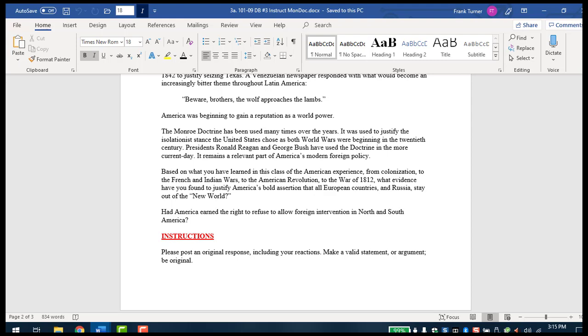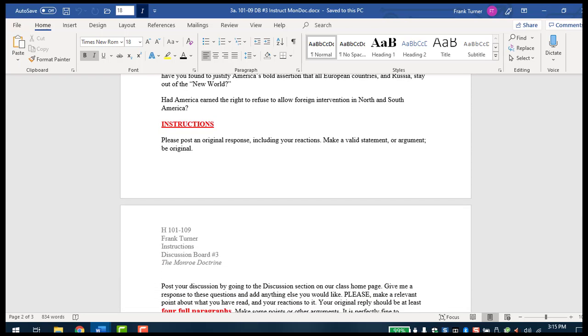But based on what you've learned in this class of the American experience, from colonization to the French and Indian Wars, the American Revolution, and the War of 1812, what evidence have you found to justify America's bold assertion that all European countries and Russia stay out of the New World? Had America earned the right to refuse to allow foreign intervention in North and South America?